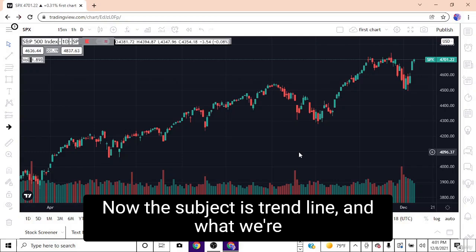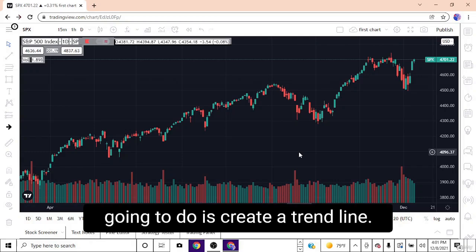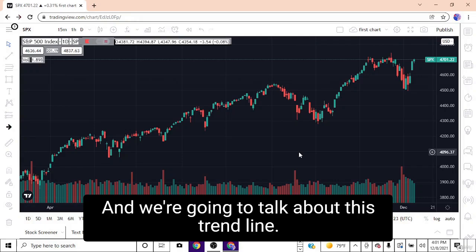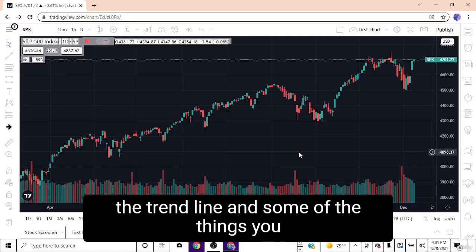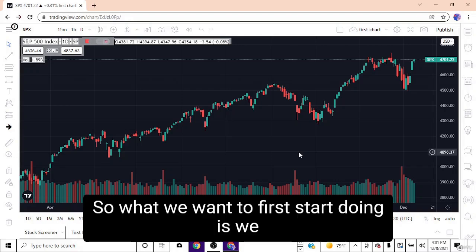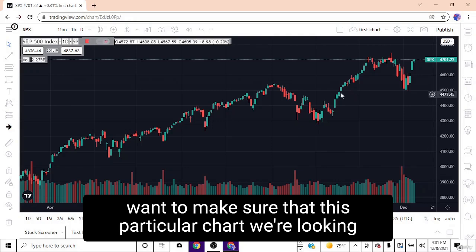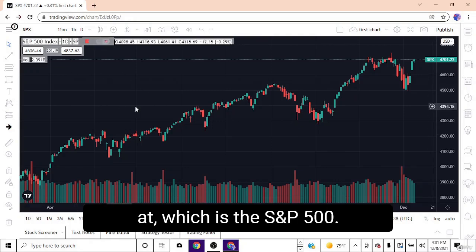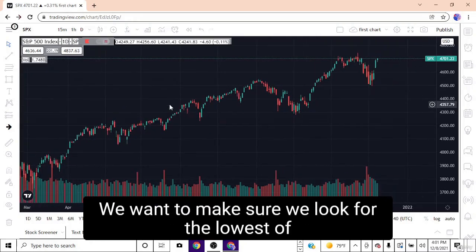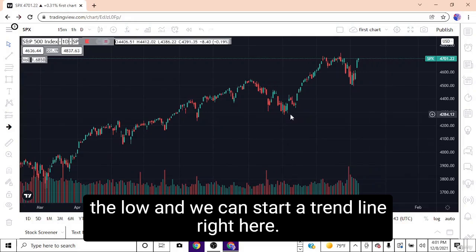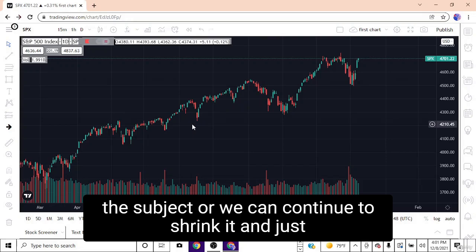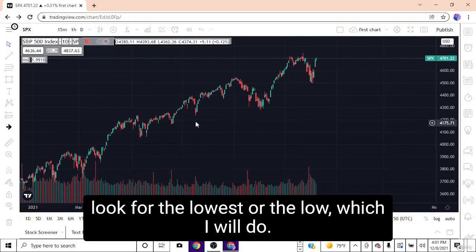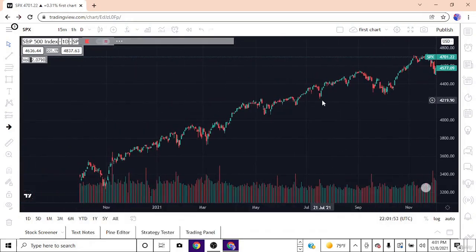Now, the subject is trend lines, and what we're going to do is create a trend line, and we're going to talk about the rules of creating a trend line and some of the things you need to know about a trend line. So what we want to first start doing is make sure that on this particular chart we're looking at, which is the S&P 500, we look for the lowest of the low. We can start a trend line right here. We can start it to go up here and talk about the subject, or we can continue to shrink it and just look for the lowest of the low, which I will do.